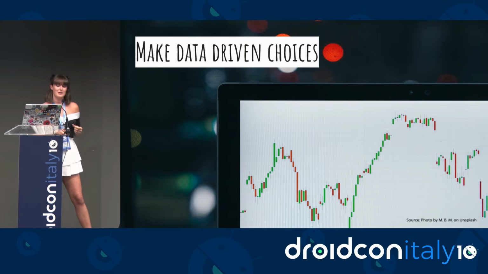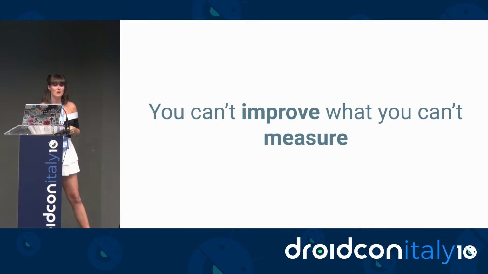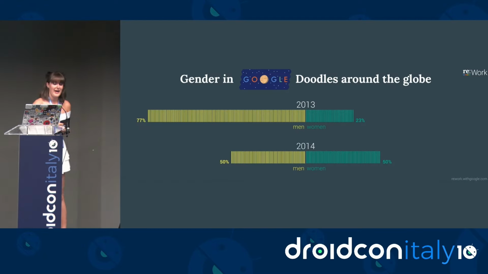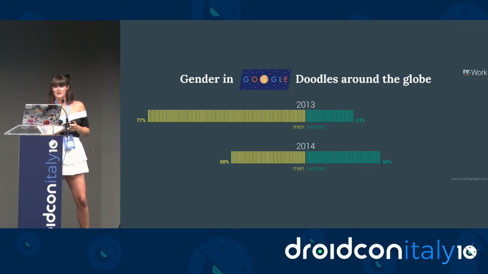Another tip that I can give you is to make data-driven choices. You cannot improve what you cannot measure. A teacher analyzed the Google Doodles. Do you know what Google Doodles are? Yes. So in 2013, 23% of the Google Doodles represented women, so 77% represented men. The teacher told Google, and in 2014 they changed and balanced this. But the strange thing was that half of the team was female.